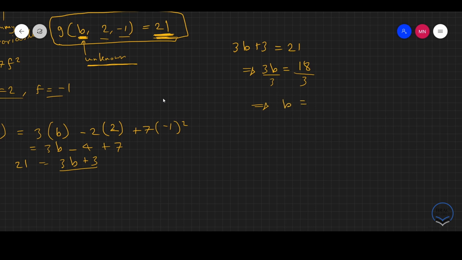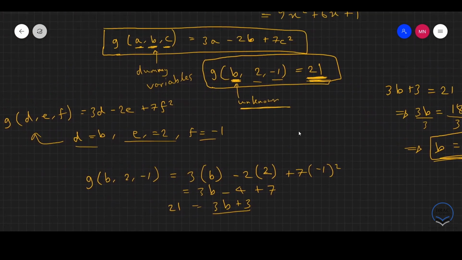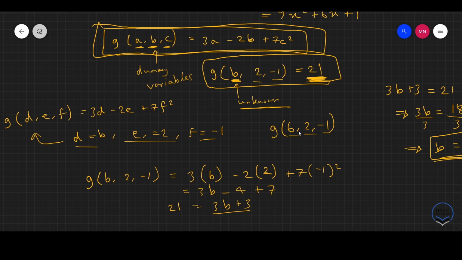Sorry, b should be 6. So b is equal to 6. Right, so this is our value of b. And we can substitute this value of b into our original function to check it. If we take 6, 2, minus 1, and input these values into our function, you can check if this gives us 21. If it is equal to 21, then our value of b, which is 6, is correct.